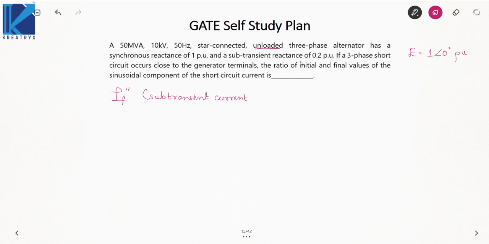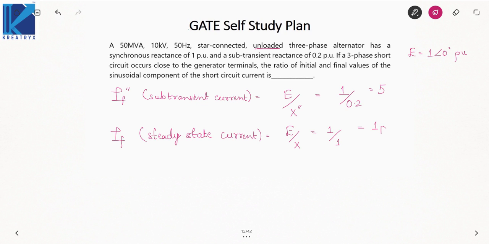Okay. In sub-transient current, we always use sub-transient reactance, that is 1 by 0.2, that is 5. What about the final value of current? Final current is also called steady state current. It is simply E by X. 1 by 1, that is 1 pu.